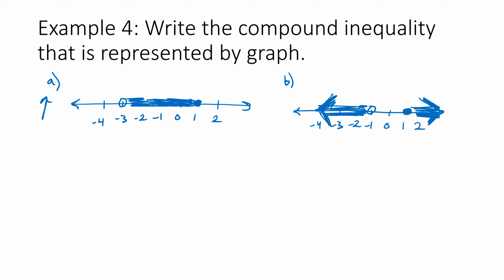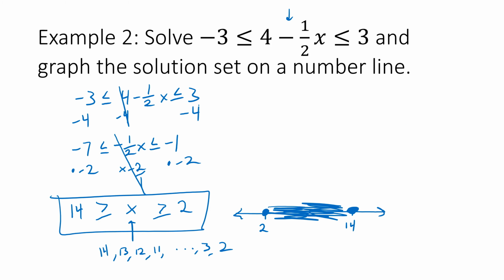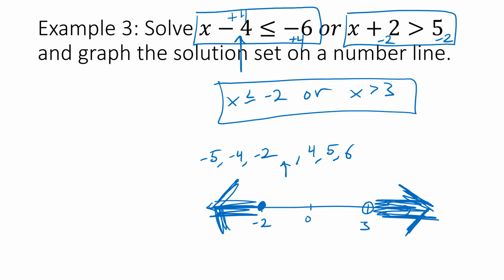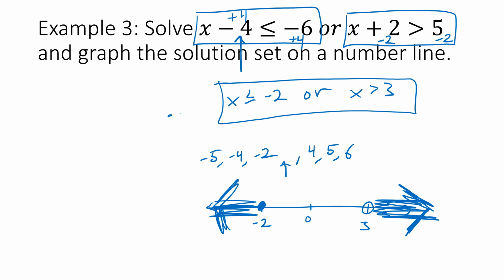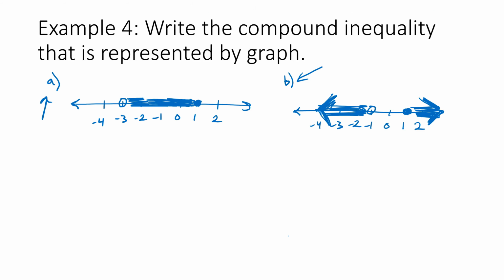A, if you look at the picture, is an in-between problem. So my answer, my expression that I'm trying to write, is going to look something like this. Part B is an or problem, right? I have 2 arrows going in separate directions, so part B answer is going to look something like this. So let's worry about part A now.